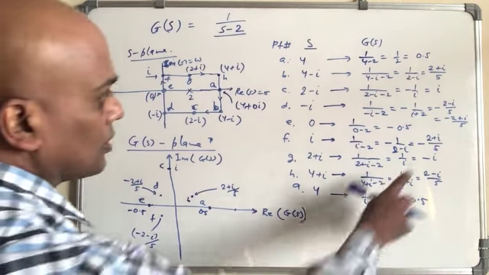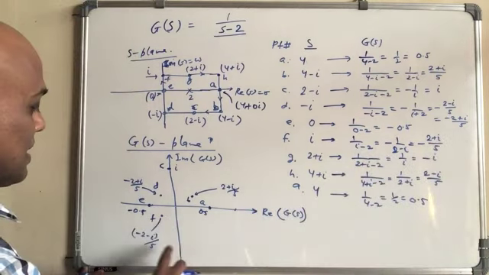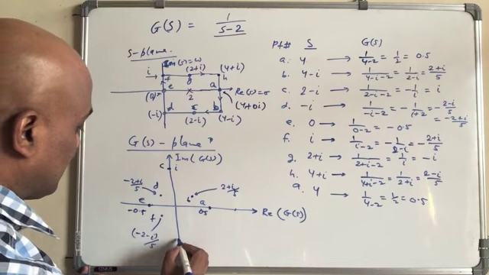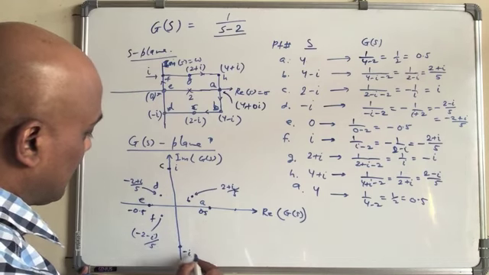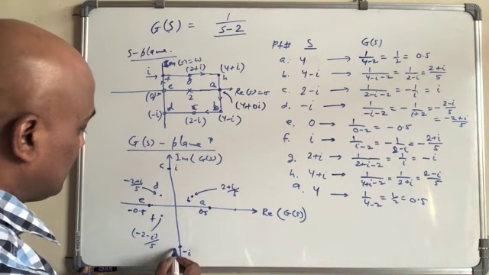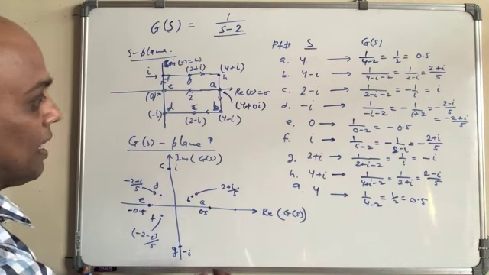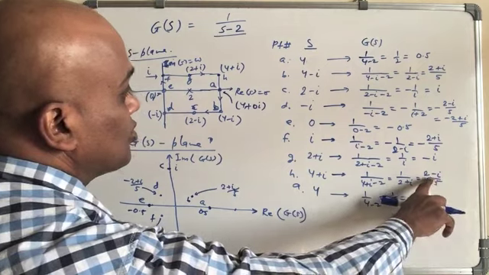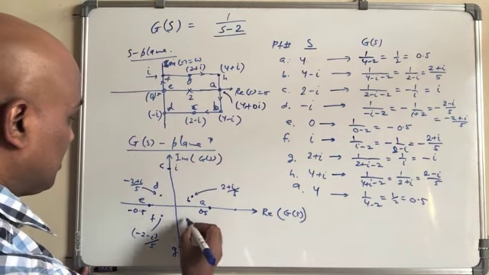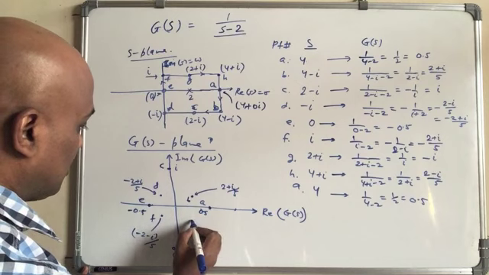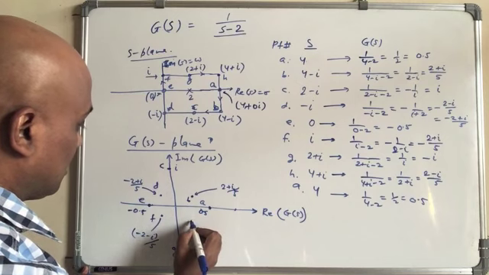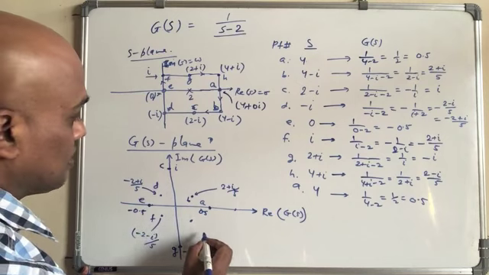After that, you have minus I. Let us say here, this is minus I, and this is point G. And then after that, you have 2 minus I over 5, the mirror image of this, so you will have it somewhere here. And this is point H.